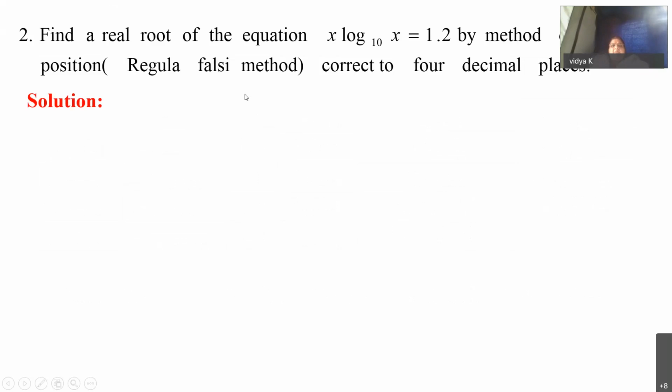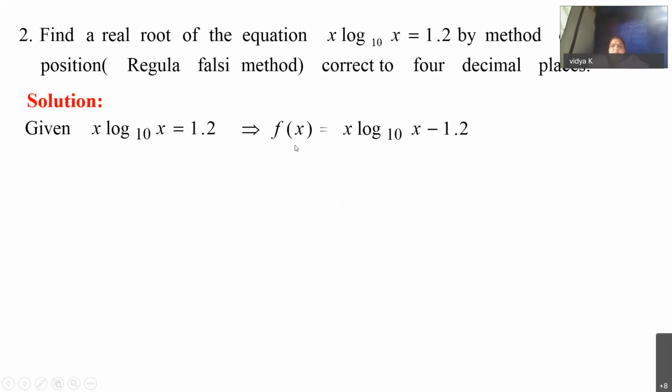Next, find the real root of the equation by the method of false position correct to 4 decimal places. See here. This is x log x to the base 10 equal to 1.2, implies f of x, compare this. So take everything to one side equal to 0. So f of x is this. So don't take f of x as only this. First you should compare this with f of x equal to 0. So you have to take everything to one side. So f of x is this now.